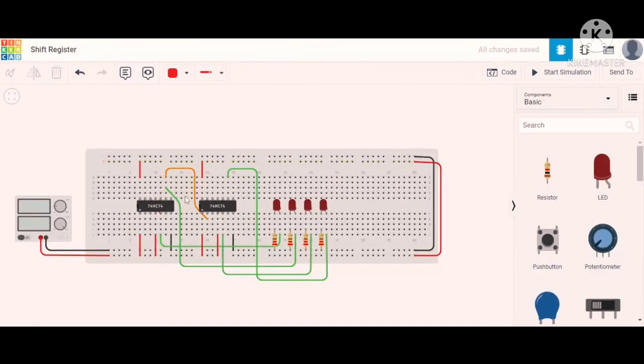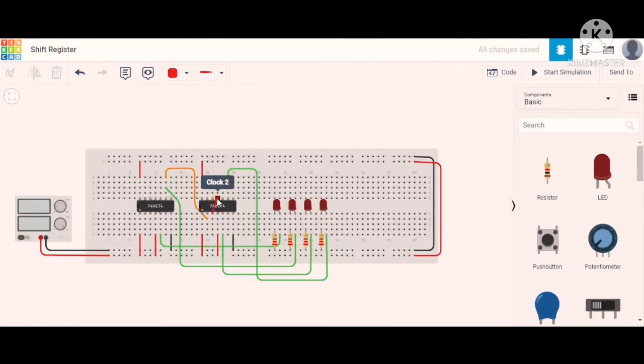So now after making the connection, what to do? Here this is the clock input. The clock input is internally connected to our flip flops, this one. Internally connected to the other flip flops, and this is the clock input.